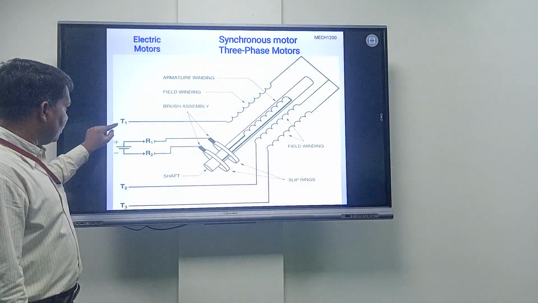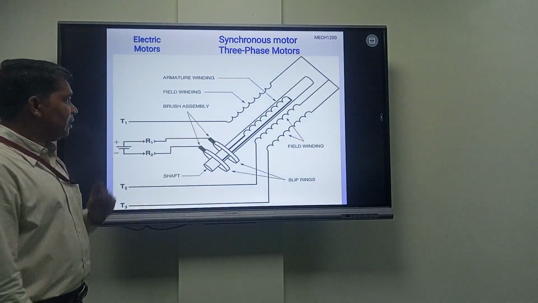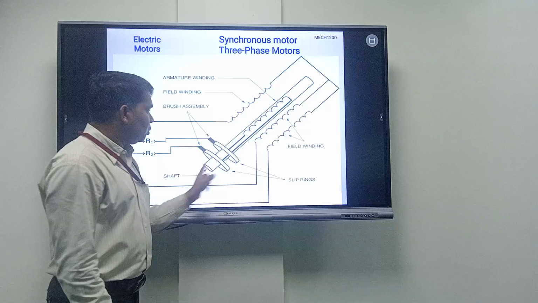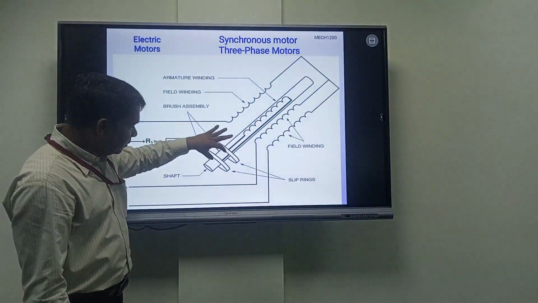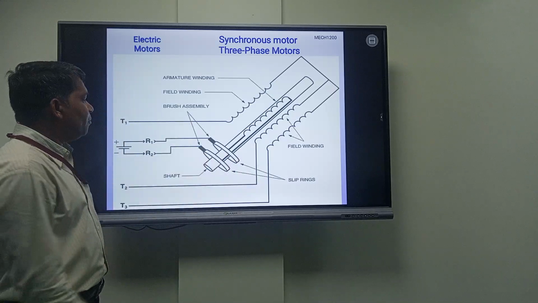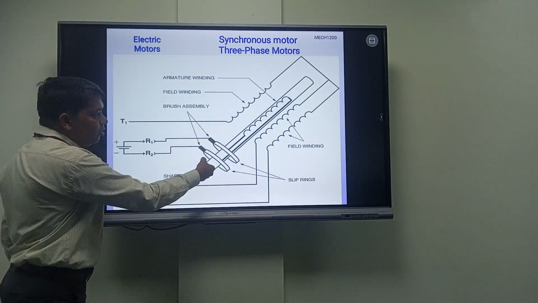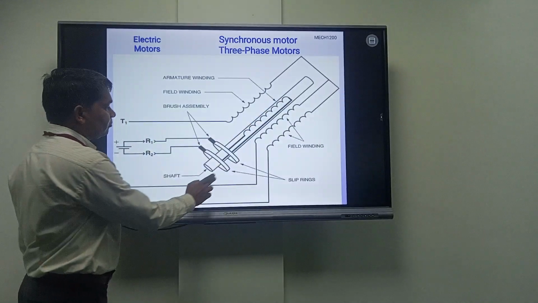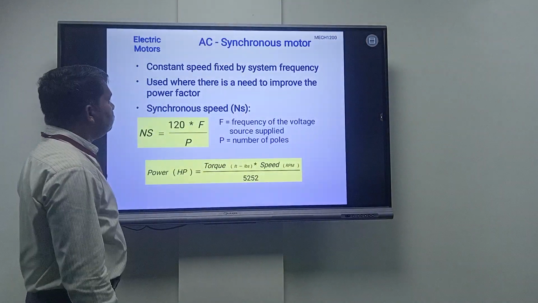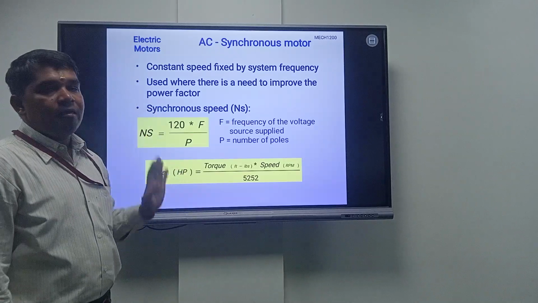So there are 3 terminals, 1, 2 and 3, for the 3-phase winding. Inside we will have a single coil for the rotor, and for the collection of the current or mechanical output, this slip ring arrangement and brush arrangement have been put in place. The brush will have continuous contact with the slip ring arrangement. The shaft will be molded with your rotor winding. This is a synchronous motor, a 3-phase motor, right? As I said, it will be running at a constant speed.